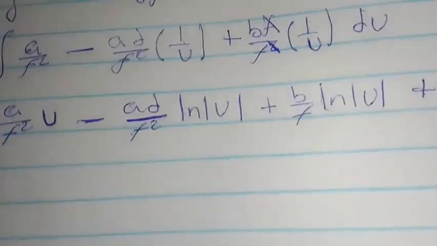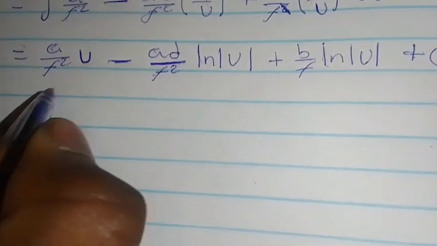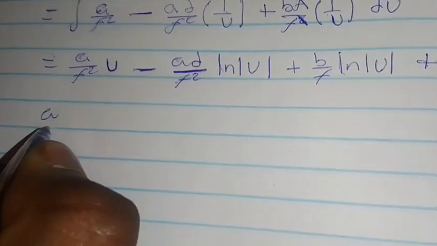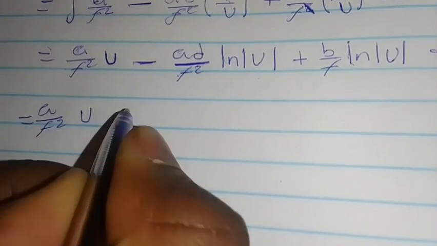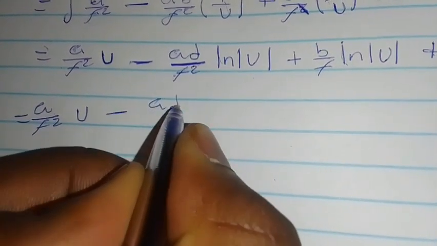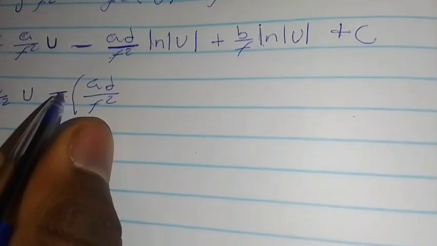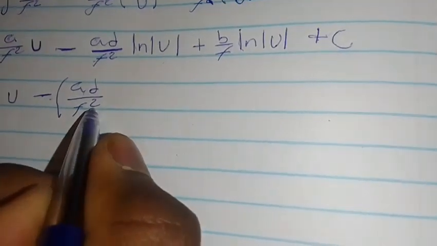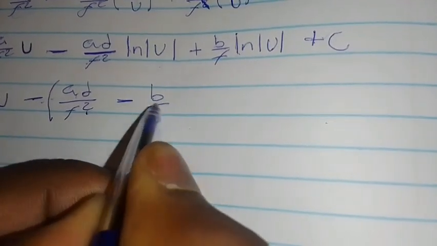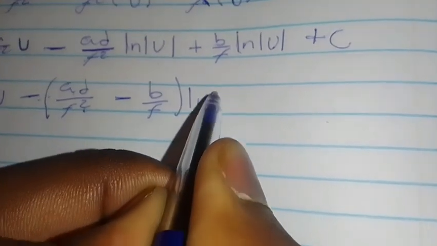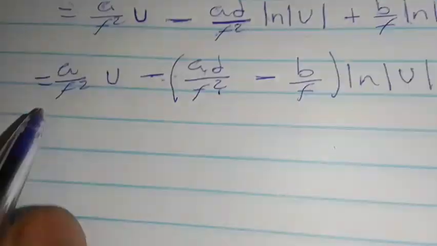Now, if you look at this form, you can factor out ln u. You have a over f squared times u, and then I'm going to put the negative in front, minus ad over f squared, and then positive times negative is negative, so you have b over f, factored by ln the absolute value of u, and then you have your constant there. Okay, so now we're going to continue.